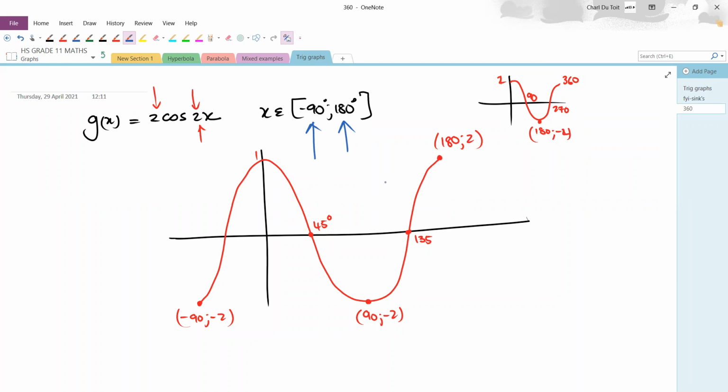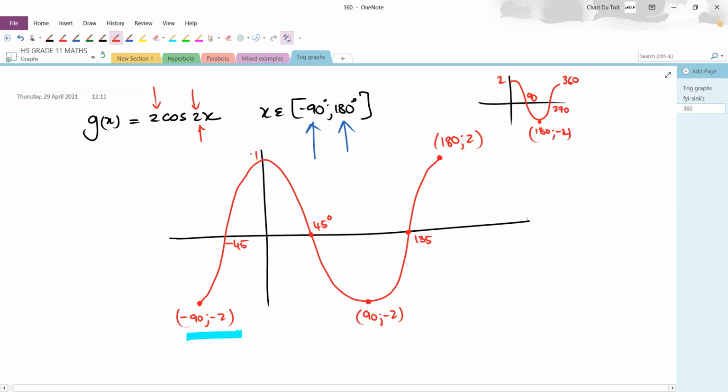Then it's going to give me a table with X and Y values. Now, the first value in the table is negative 90 and negative 2. Could you see that? Yes, sir. The next value is negative 45 and 0.